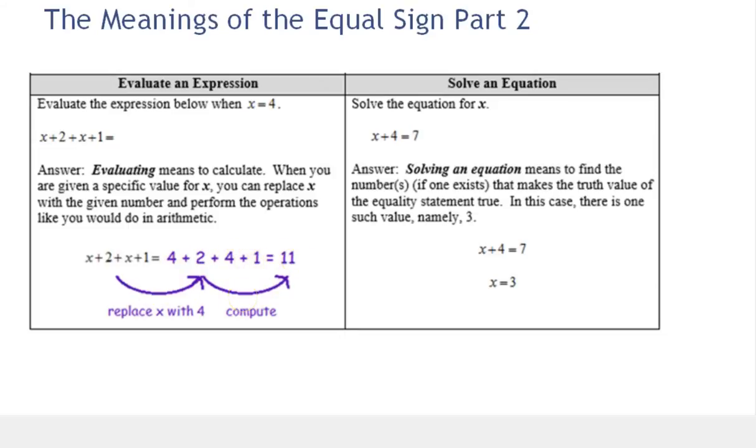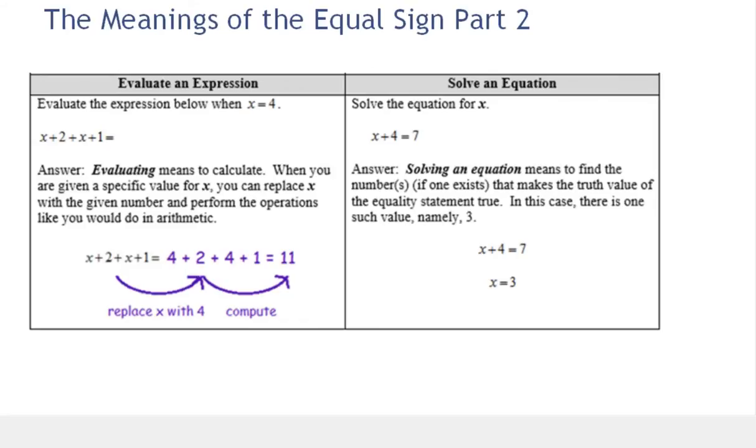Now solve the equation for x. So x plus 4 equals 7. This means to find the number or numbers, if one exists. We saw in some cases, I think we had a plus 2 equals a plus 1. That was always false. We can never find a solution. That's why I wrote if one exists. Find the number that makes the truth value of the equality statement true. And this happens to be conditionally true. x plus 4 equals 7 only when x equals 3.